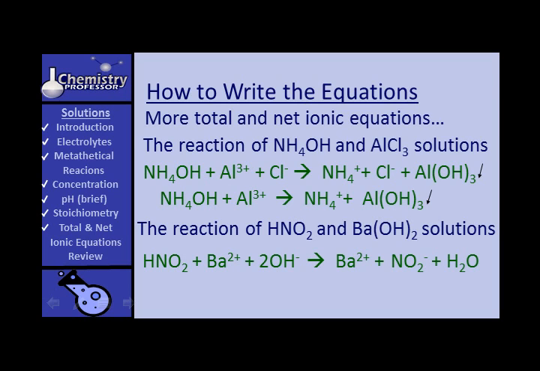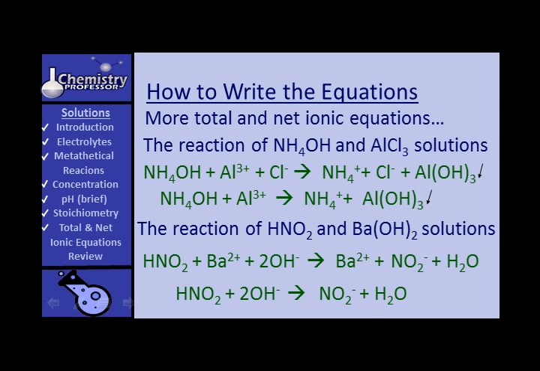The spectator ions are what? Well, let's see. Here's barium ion, and I believe that's the only spectator ion. So the net reaction is the weak acid nitrous acid plus hydroxide ions producing nitrite ions and water. The barium doesn't show up.